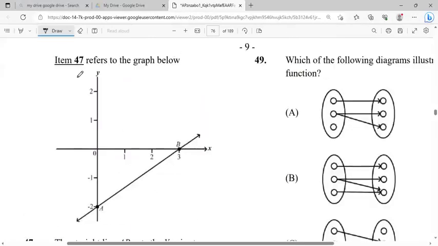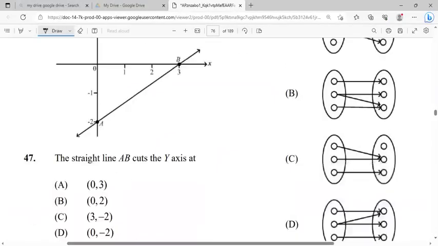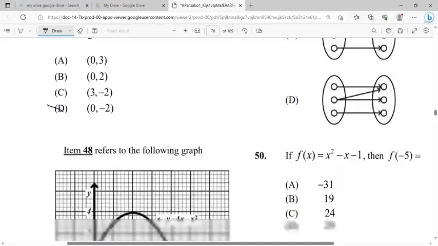Items 47 refer to the graph below. The straight line AB cuts the y-axis, so it's right here. Now x is 0 on this line, so it's going to be 0, -2. So that's D. Let's move on to 38.